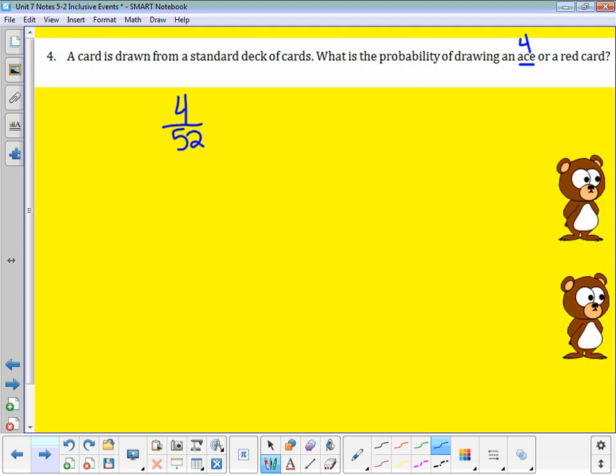Next, I want to find the probability of getting a red card. Okay, so red cards are going to be my hearts and my diamonds. So there's 13 hearts, 13 diamonds. There's 26 red cards in the deck. Okay, so good. I've calculated my probabilities so far.